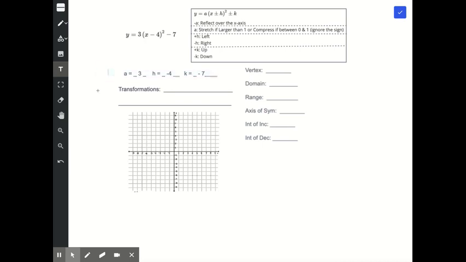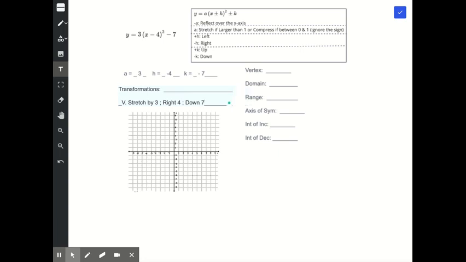Next up, we have the transformations. I'm going to look to my notes and say, what does a positive 3 a value do? Well, it's not a negative a, so we can ignore that. A is a stretch if it's larger than 1, so it is a vertical stretch by 3. A lot of things going on. What does the h do? Well, a negative h moves it right by that much, right by 4. And a -7 k value moves it down 7.